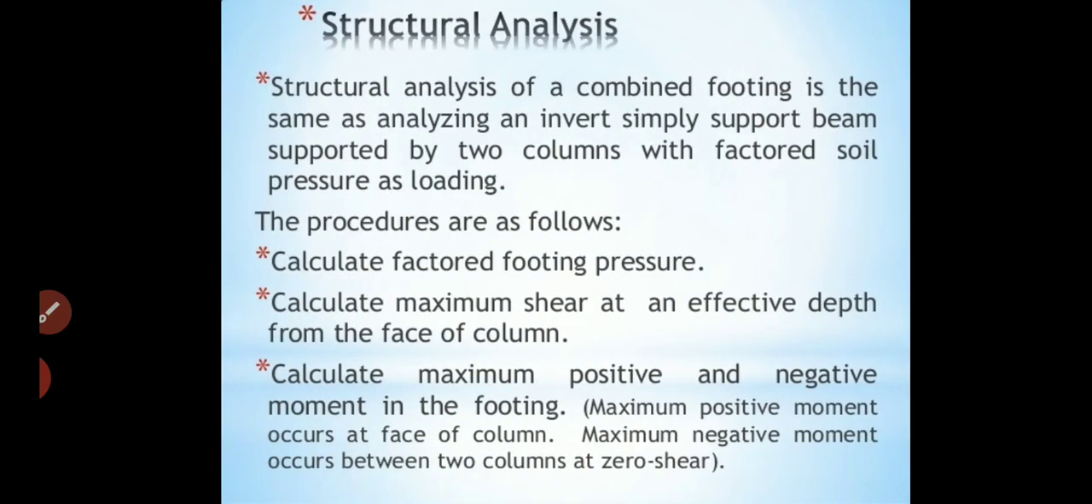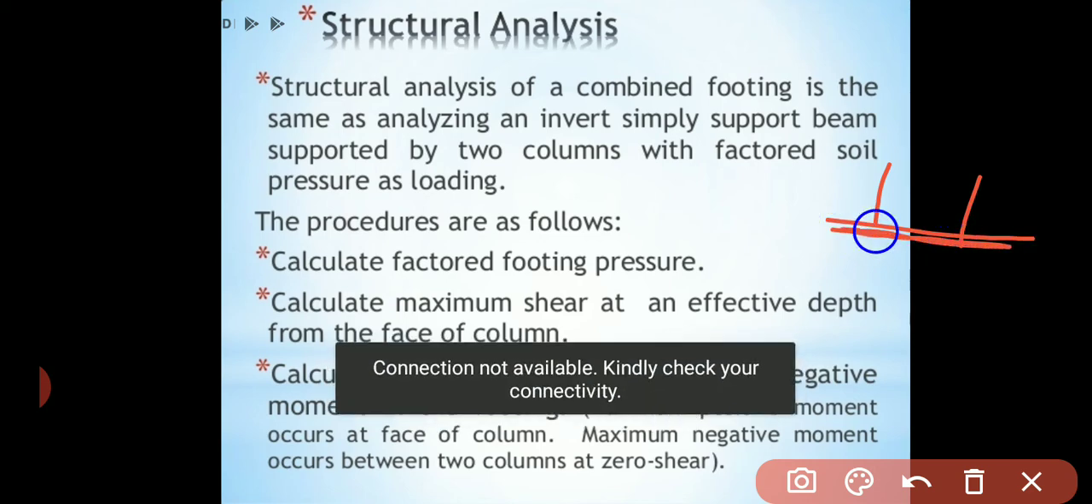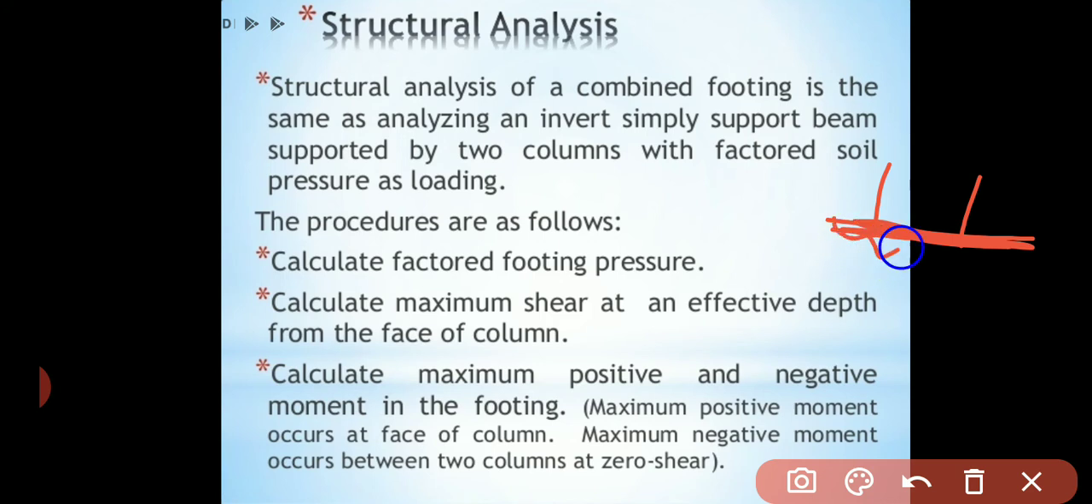Structural analysis of footing. The structural analysis of combined footing is the same as analyzing an inverted simply supported beam supported by two columns with factored soil pressure as loading. So the case of combined footing is like this. These are the two columns which are resting on the footing, and this is the upward soil pressure acting on the soil.